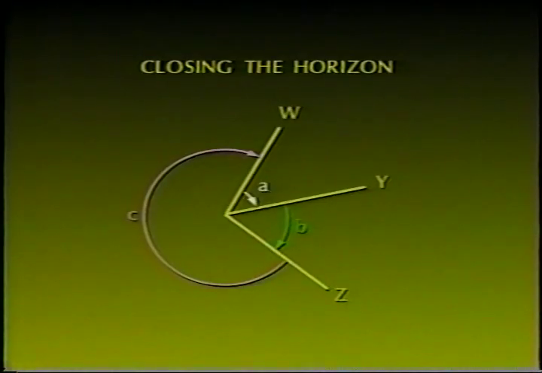Again, this procedure eliminates all instrumental errors except the one associated with the level vial being out of adjustment. Another procedure that many surveyors recommend is that of closing the horizon. Closing the horizon is the process of measuring the angles around a point to obtain a check on the sum, which should equal 360 degrees. As shown here, if only angles A and B are required, angle C is also measured to close the horizon and provide that added check that will catch a mistake in reading an angle or sighting an incorrect target.